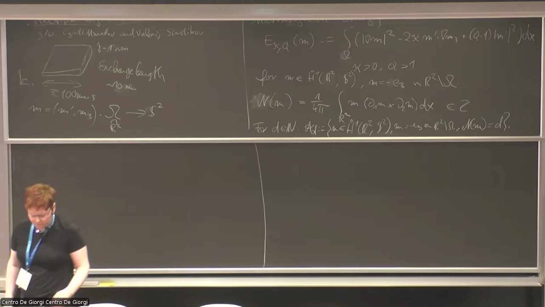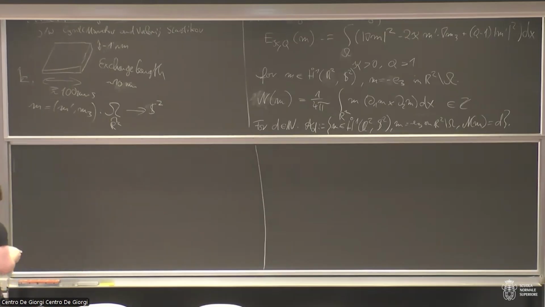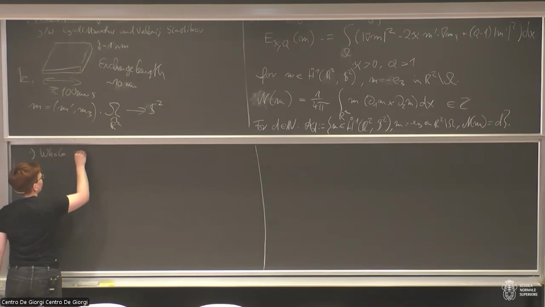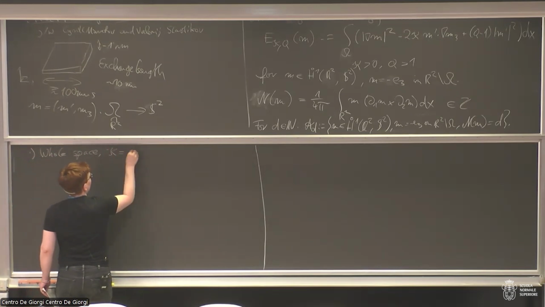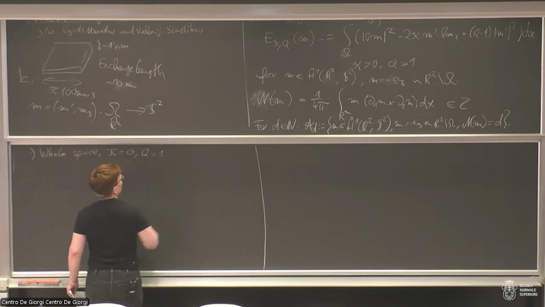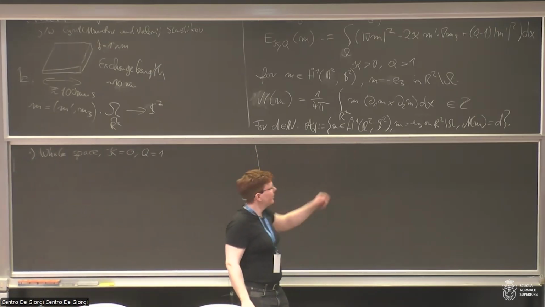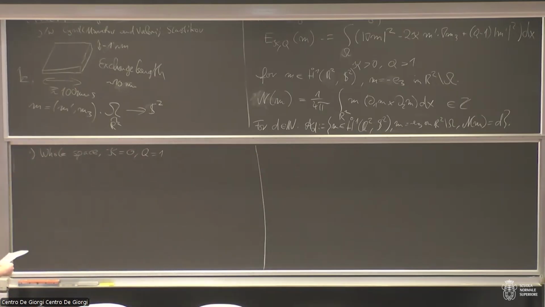Let me give you a bunch of things we already know. So first, in fact, let's go to the whole space for a moment, and let's set kappa equal to 0 and q equal to 1. So basically, erase the two terms. That's not what I assumed up there, but it's helpful to think about it for a bit.